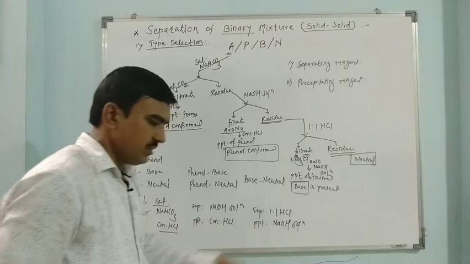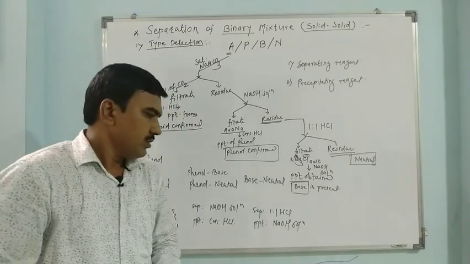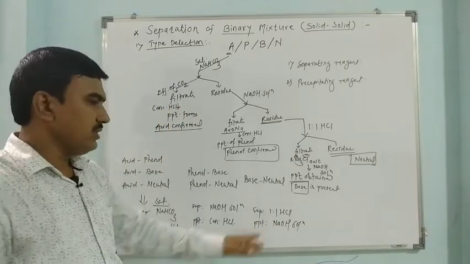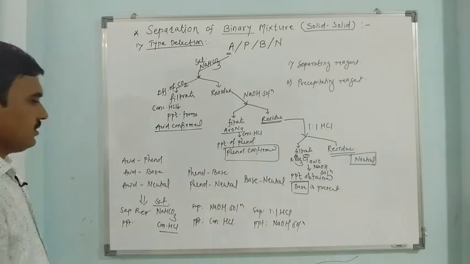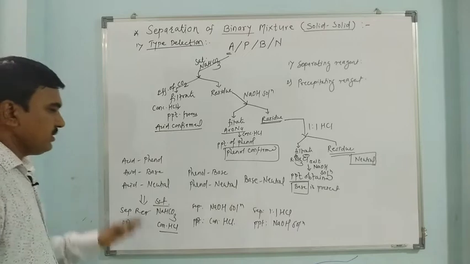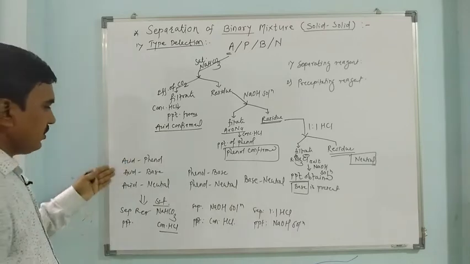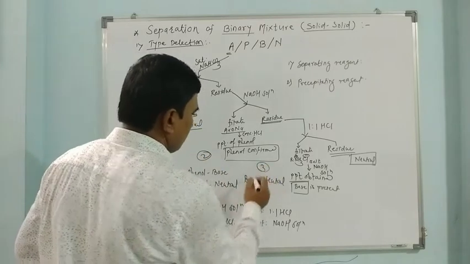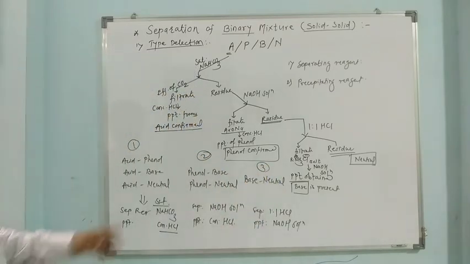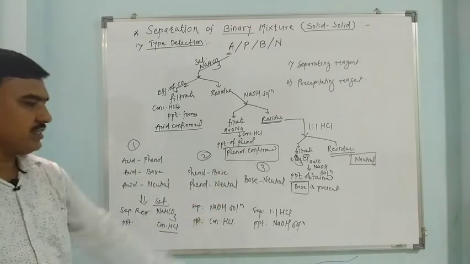So here we can use 10% NaOH solution for the precipitation of the base. In this way, these are the three possible kinds of pairs: acid phenol, acid base, and acid neutral. So this is 1, this is 2 and this is 3. In this way, a total of 6 combinations are possible in these 3 categories.